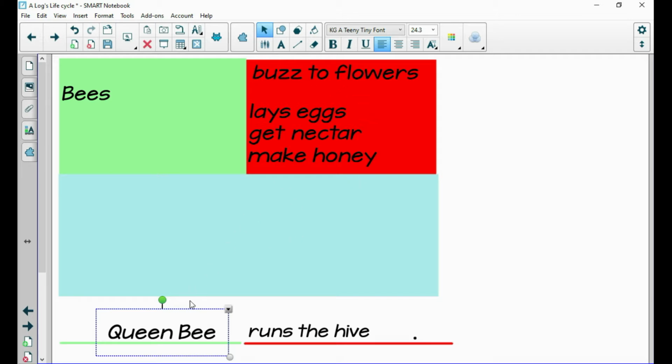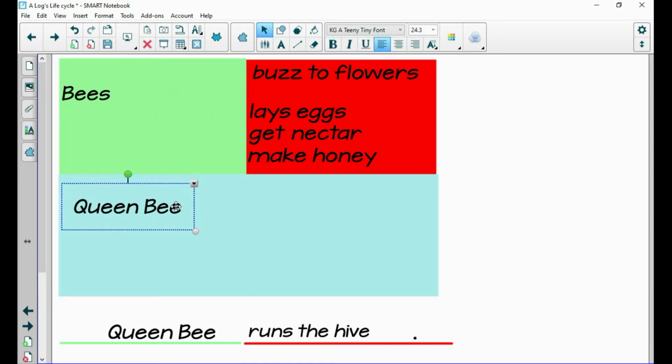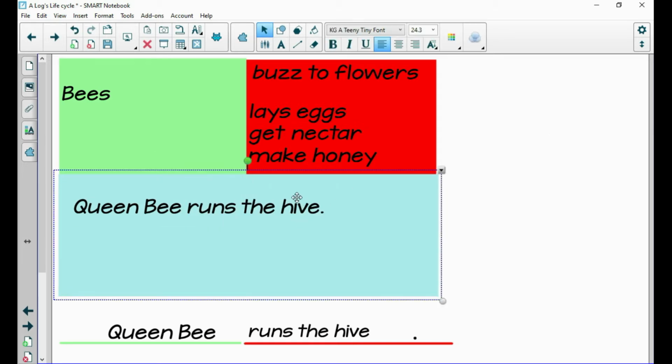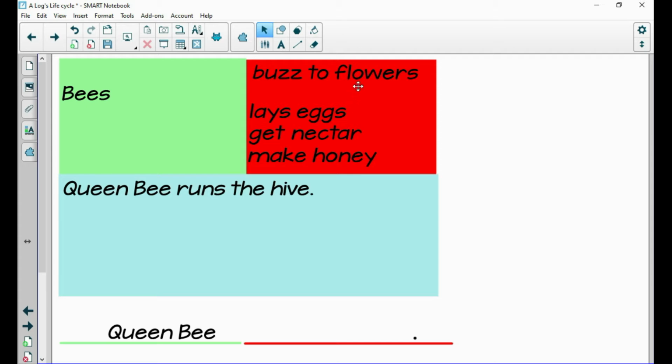I'm going to start with this. Queen bee. Okay, and then I'm just going to finish my sentence, runs the hive. So that's one good sentence we got, okay? Queen bee runs the hive. I'm going to put it in this little blue box right here. Is this a good sentence? All right, let's change the predicate again.